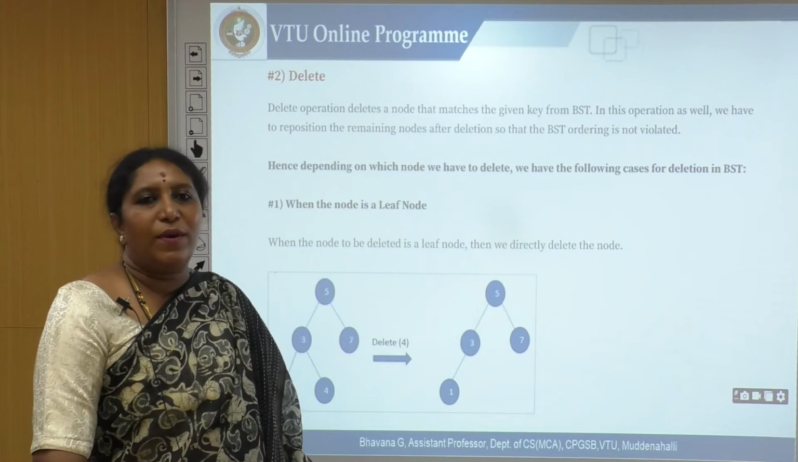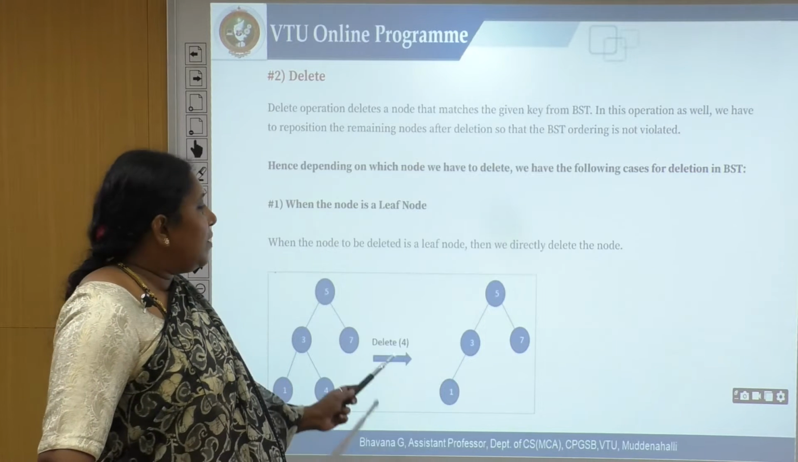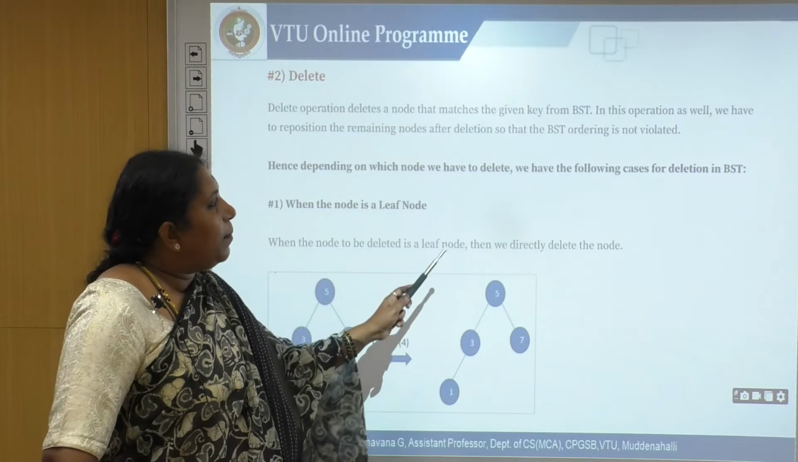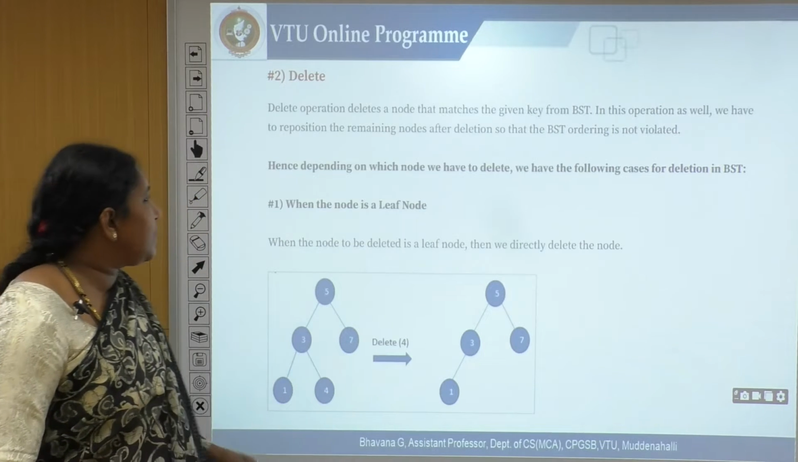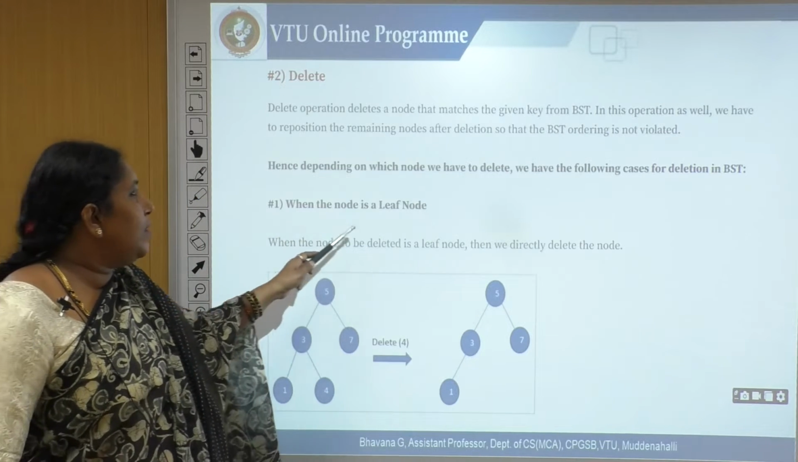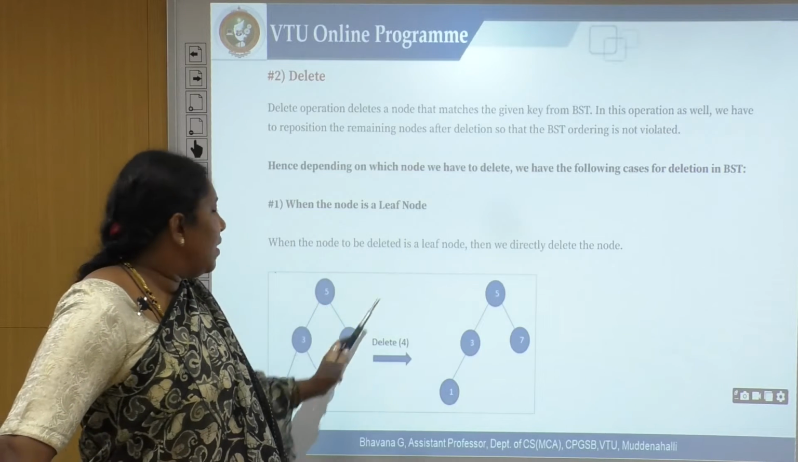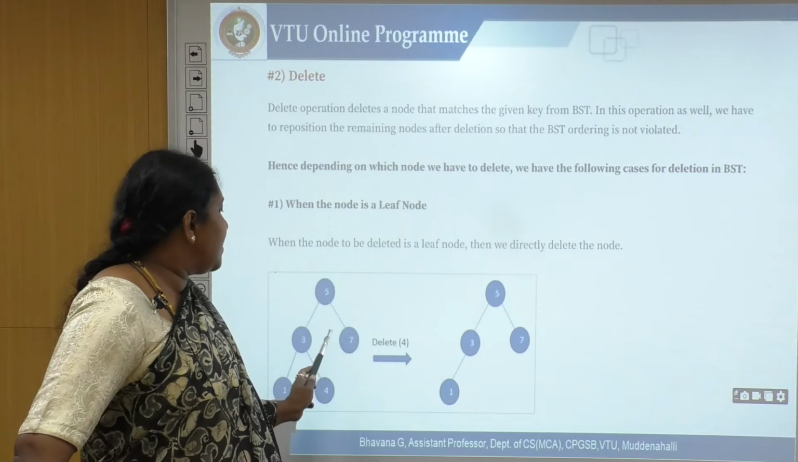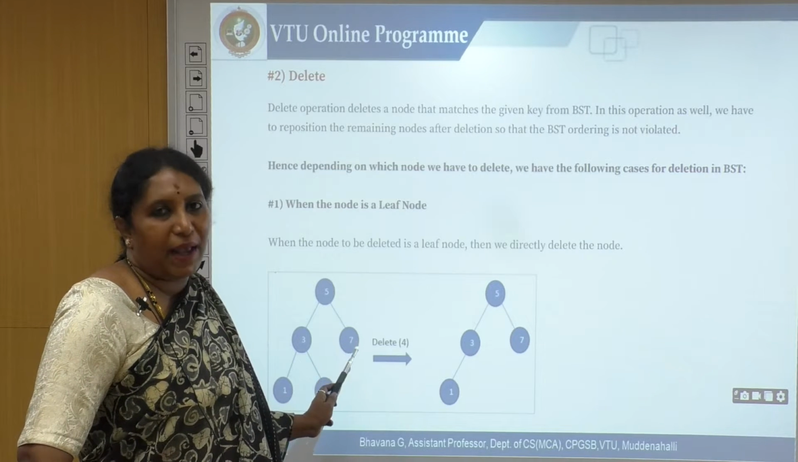Now, the next operation is the deletion operation. Actually, there are three methods to delete an item from the binary search tree. So let's see them one by one. When the node is a leaf node, that means whatever element I want to delete is just a single leaf. It should not be branching out.